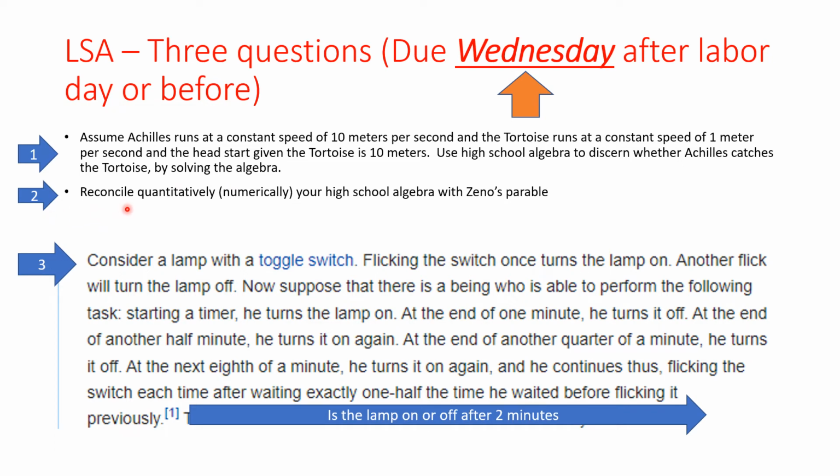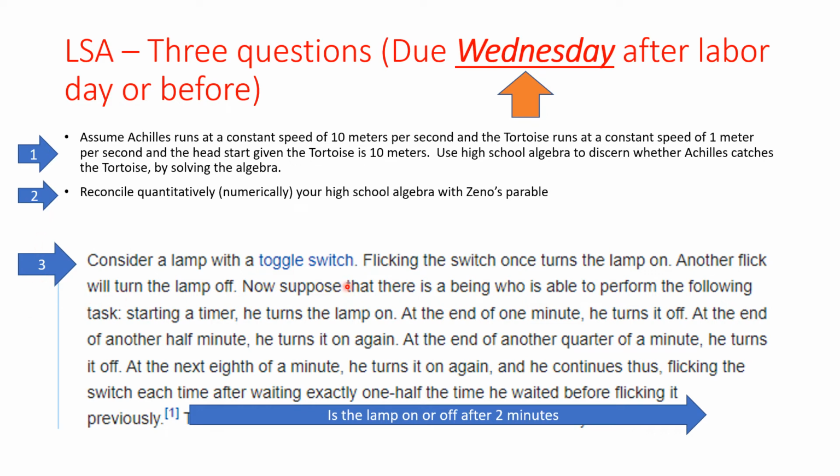Number 2, reconcile quantitatively, that is numerically, your high school algebra solution with Zeno's parable, which is known as Zeno's paradox. So what's going on here? And again, I'm asking you to reconcile this quantitatively. And question 3 is not dealing specifically with the Zeno, but it's a related concept.